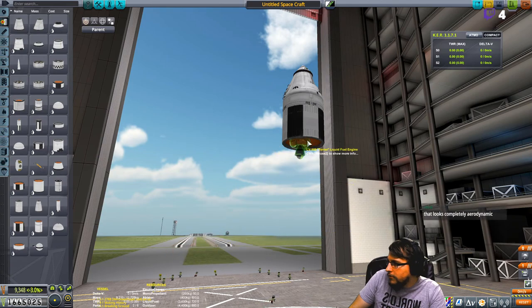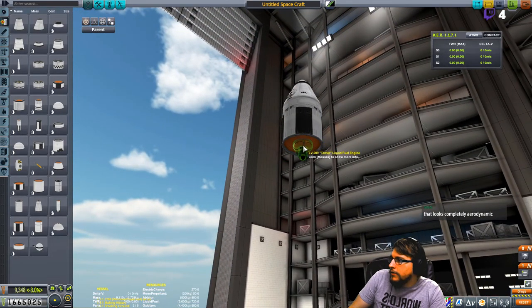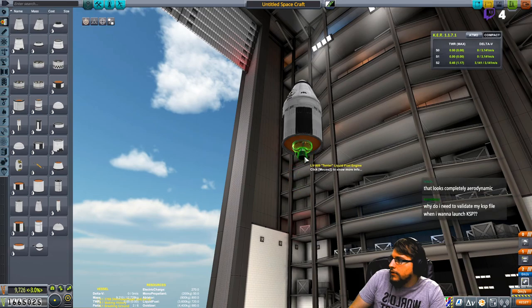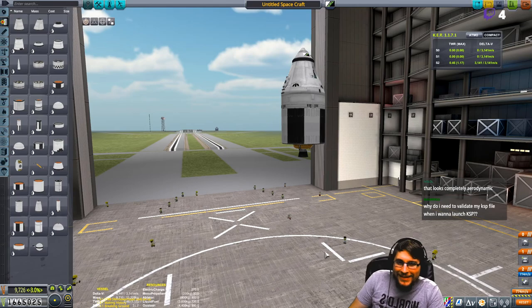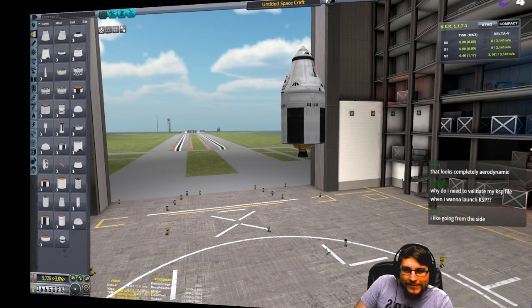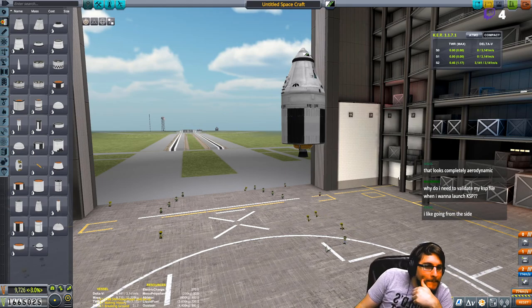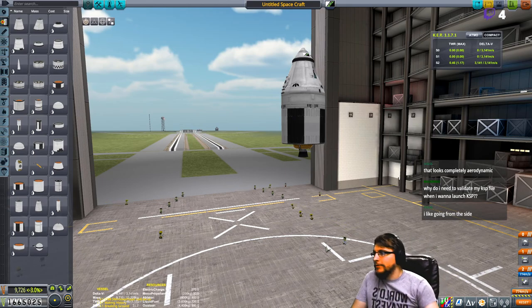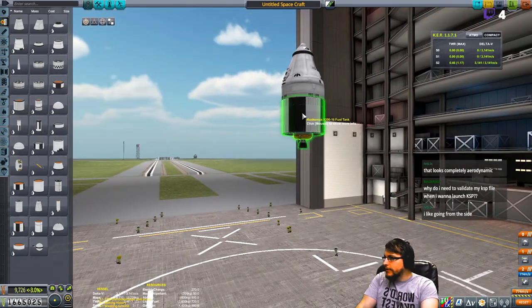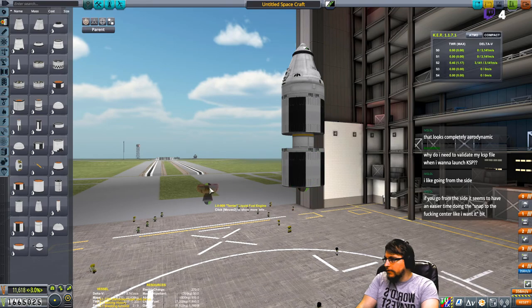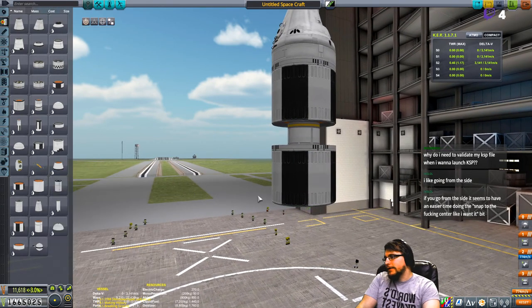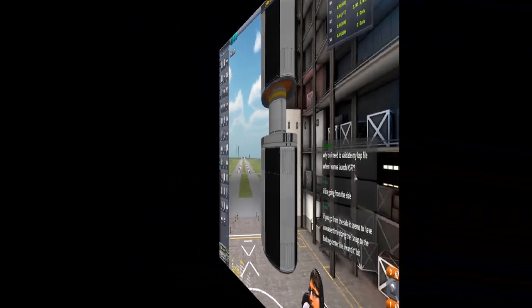Why are you being like this, huh? There. It was aerodynamic. I like going from the side. I have no idea, Builder. Probably just one of those things, oh, let's check if it crashes, sort of thing. Doing this again. Alright, how do I avoid this?